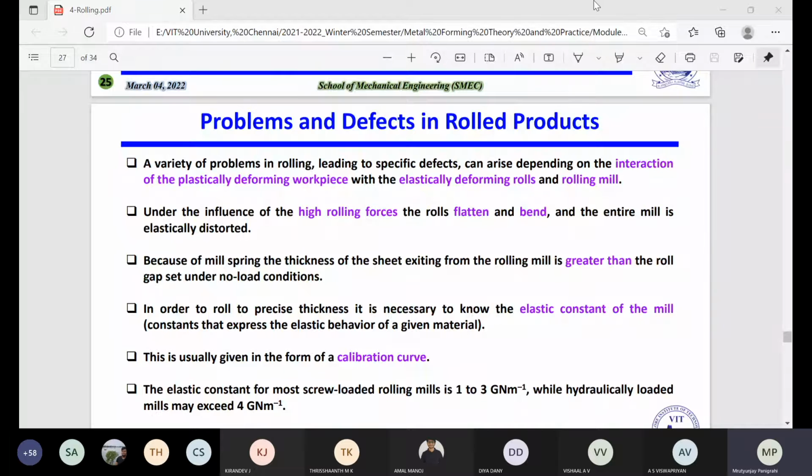So the thickness may be not even. Thickness may be not even, yes sir, while rolling. Okay. Any other? Cracks may form. Cracks. Okay. Anyone, any other?